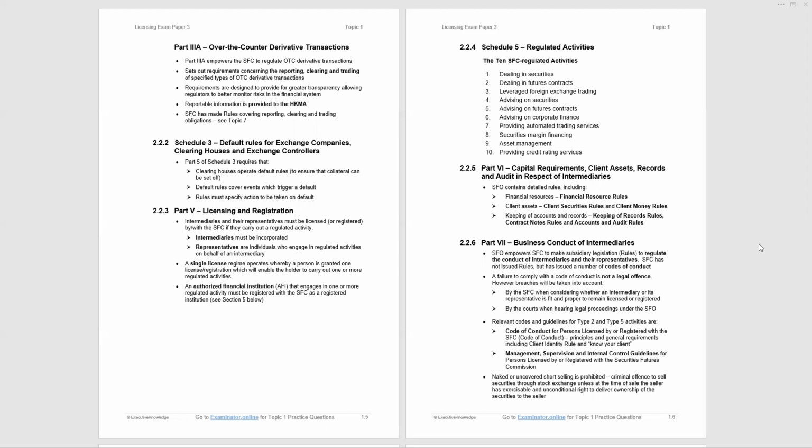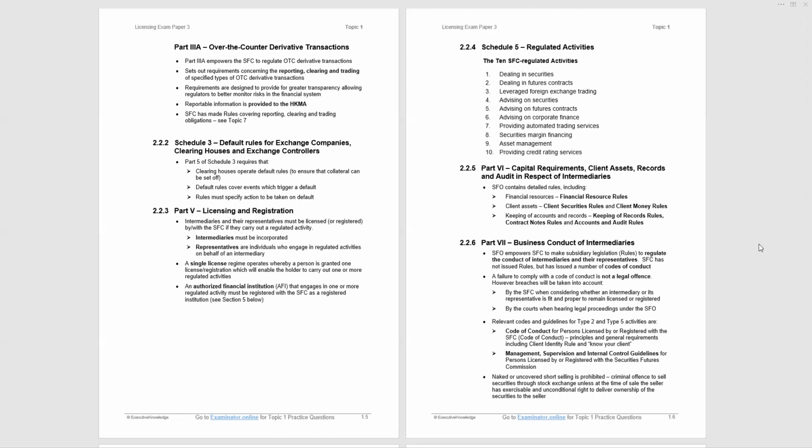Part 6 of the ordinance looks at capital requirements, client assets, records, and audit. And those are covered by specific legislation, the rules. There they are: financial resource rules, client securities rules, client money rules, keeping of accounts and records. That's keeping of records rules. Now, those rules are vital for the exam, and they are covered later in the material. This is by way of an introduction.